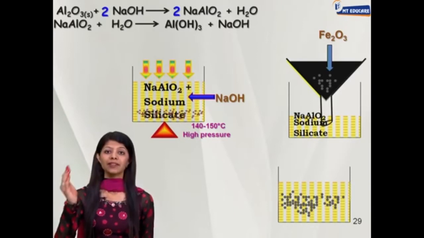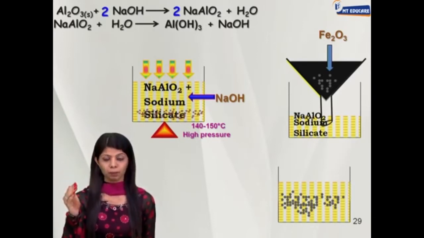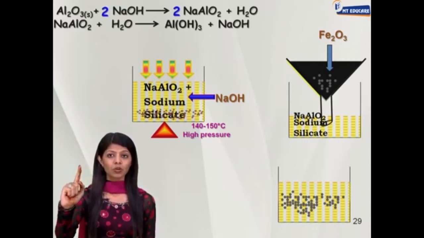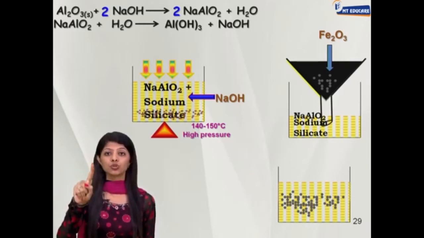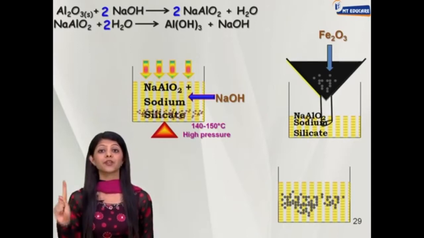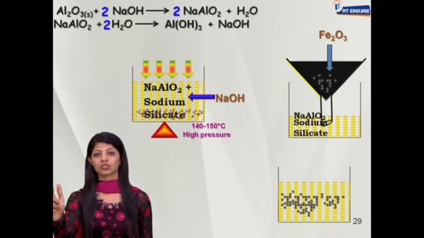So, left side has 3 oxygen, it's odd, I have to make it even. How am I going to make it even? Very simple students. The oxygen of NaAlO2 is even, so we don't have to do anything to it. The one oxygen of H2O is odd, so multiply that by 2. Look, oxygen has become 4, 2 oxygen and 2 oxygen, 4.